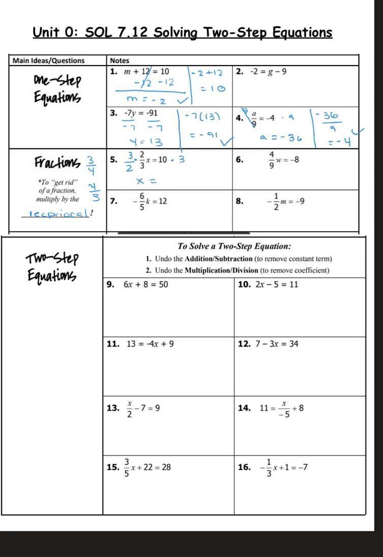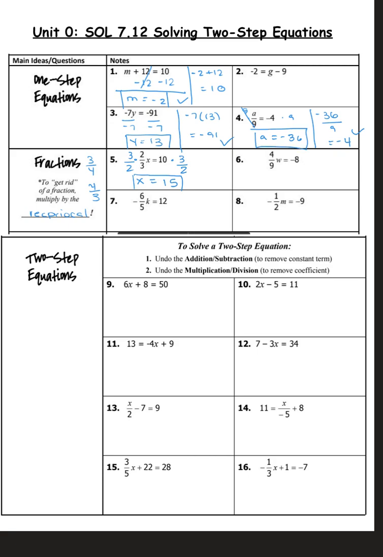I'm also going to multiply over here. 10 times 3 gives me 30. 30 divided by 2 gives me 15. Just go back and box my answers just in case it looks a little messy.